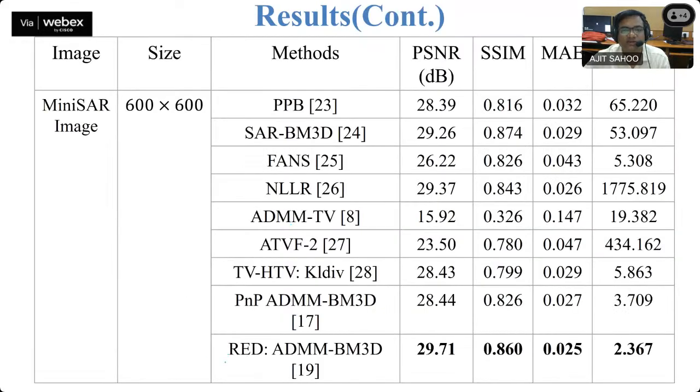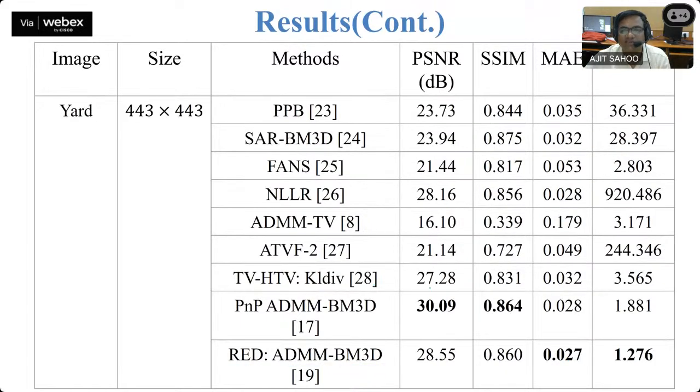So we have compared the regularization by denoising ADMM with BM3D. Here BM3D, the block matching 3D, acts as a denoiser. We have seen the PSNR in this case is higher, as well as SSIM, and MAE is also lower, and the time is also lower. So this is for another image. In this case, okay, these results are better. In fact, this is also our paper, but that result is better than this one there. But here the MAE is less and the time is better.